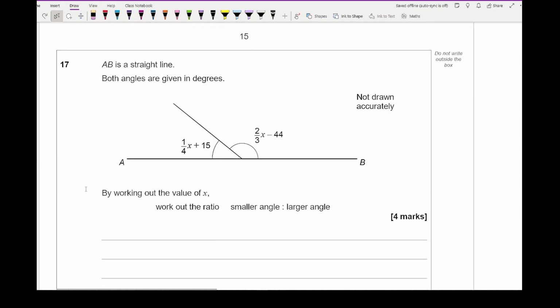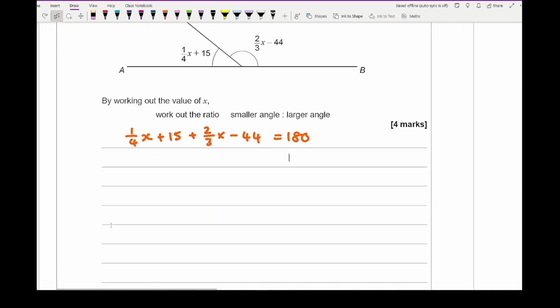Moving on to question 17, it says AB is a straight line. Both angles are given in degrees. Work out the value of x and then work out the ratio of the smaller angle to the bigger angle. Well, from this, what we should know is that angles on a straight line add up to 180. So a quarter x plus 15 plus 2/3 x minus 44 equals 180. So what I need to do is find out x.